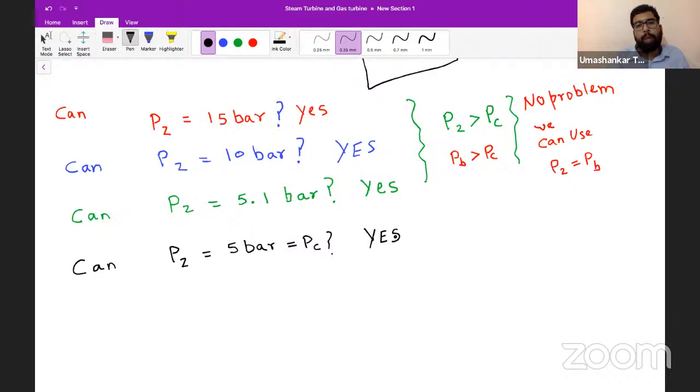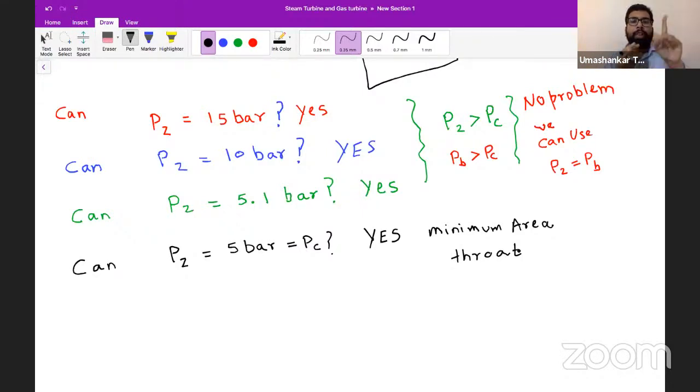This can also happen because we have seen in the last session that when the critical condition has been reached, at PC the velocity will be equal to the velocity of sound, and we will have the minimum possible area at this point. We will call it the throat. So now you have to relate these things with each other.